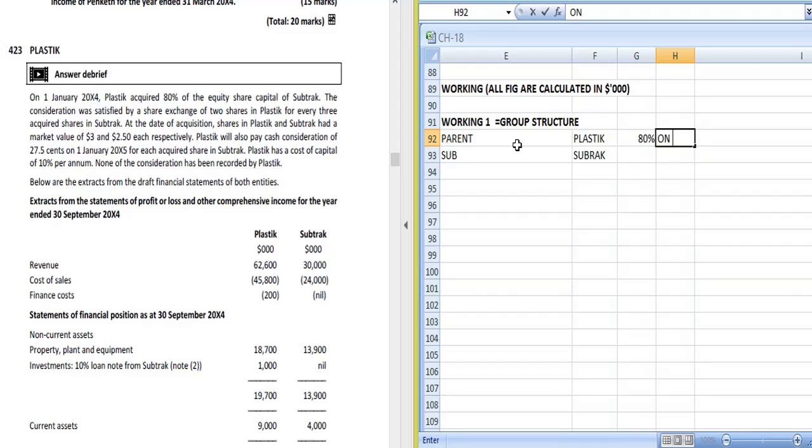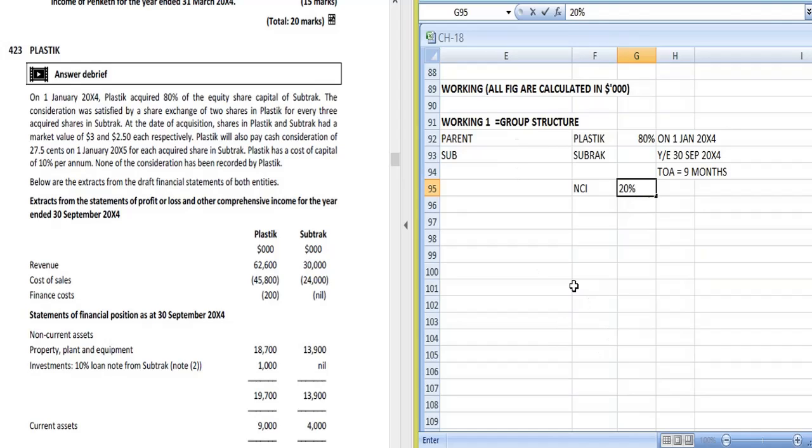on 1st Jan 20X4, right? And what is the year end? Year end is 30 September 20X4. So the time of acquisition, I will write in shortcut TOA, which stands for time of acquisition, which is of 9 months. Okay. So what is the NCI percentage? NCI percentage is 20%, because out of 100, 80% is acquired by PLASTIK, which is the parent.